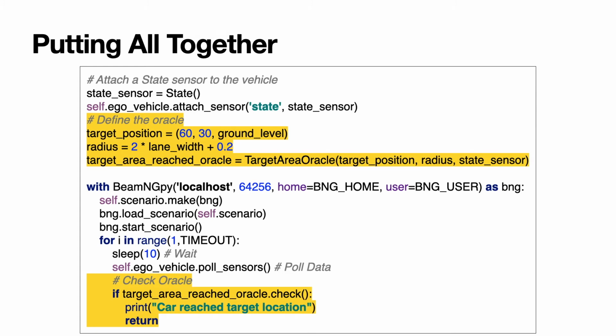When we put it all together in our test, we define a sensor, we define the oracle using the sensor, and at runtime, after we start BeamNG, after we load and start the scenario, at every, let's say, monitor cycle, we are going to check whether or not the oracle triggers. We poll the sensor, we poll the data, and after that moment, we have the data locally, and then we can check whether or not the target location is reached. And if it is, then we can exit and conclude that the test passed.